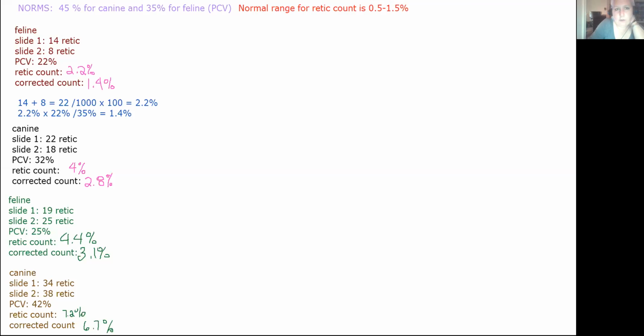But this is our 5th period clinical pathology class, and we are going over how to do reticulocyte counts in preparation for our test tomorrow. So we're going to do a few more of these.